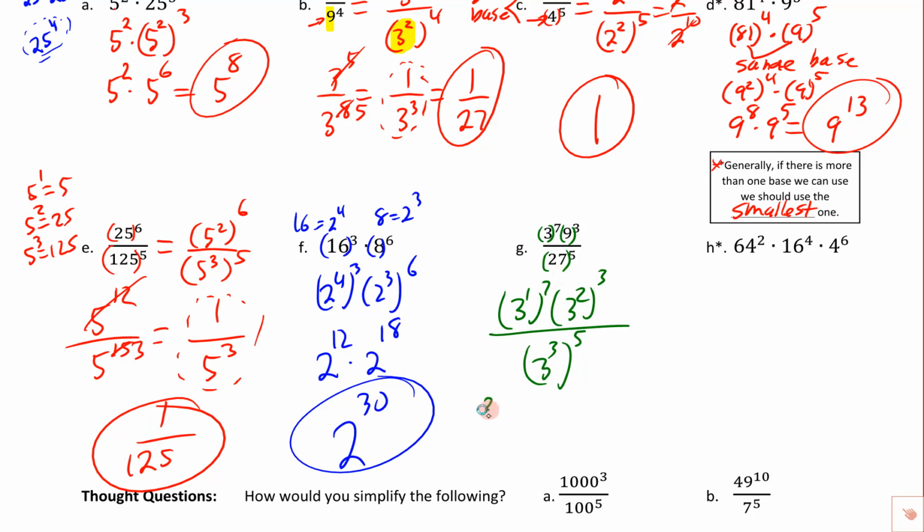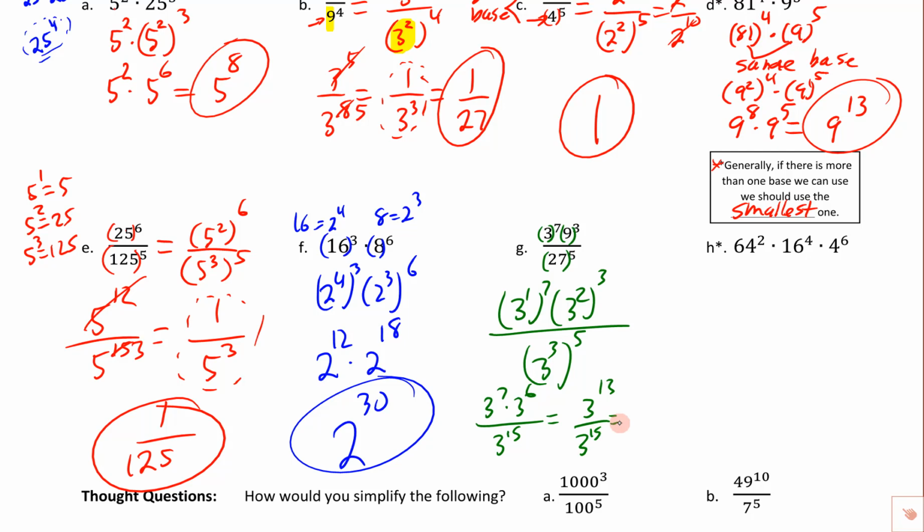So this is going to be 3 to the 7th times 3 to the, 2 times 3 is 6, 3 times 5 is 15. Let's take a look here. Same base, we get to add the exponents, so that's going to be a 13 here. 7 plus 6 is 13, and 3 to the 15th.